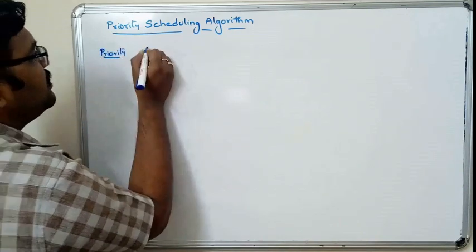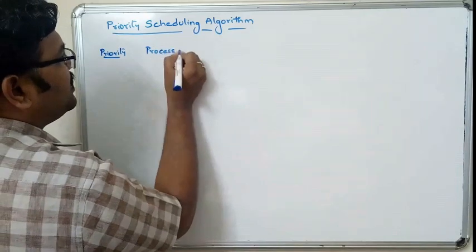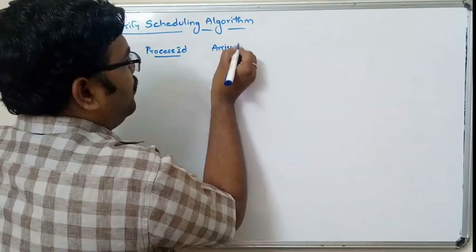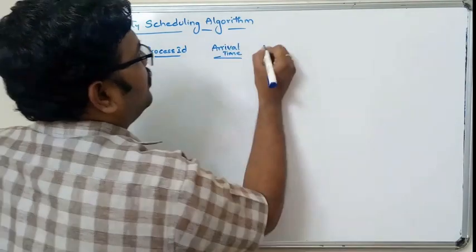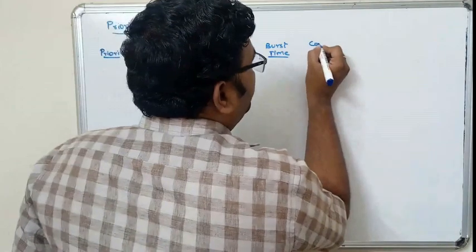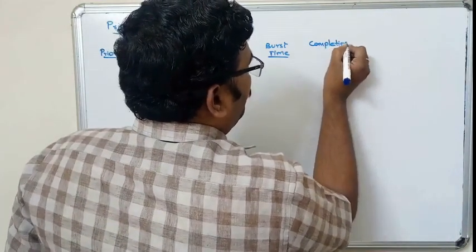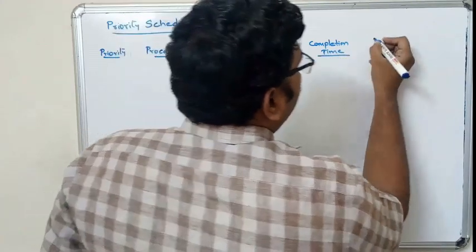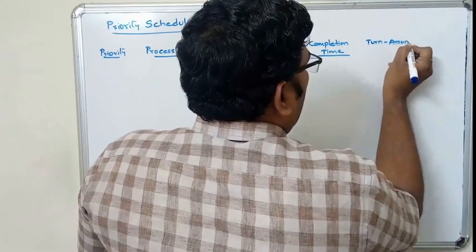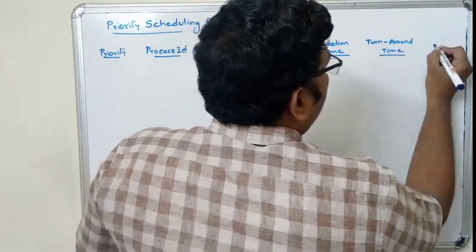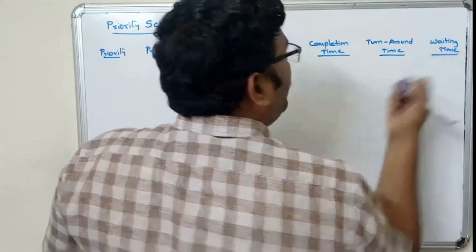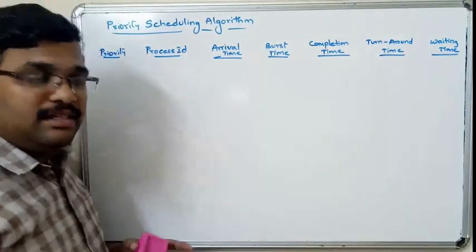So the table has the process ID, arrival time, burst time, completion time, turnaround time, and waiting time. We need to calculate all these things.